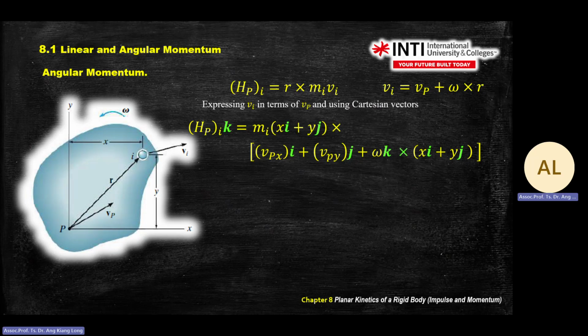Okay, so HP is this one, and then R is your MV. Your MV is you take VP plus omega cross R, put inside here, and then you put inside there, right? And then you do the crossing, you will get this one. But anyway, this is not the focus of this part.